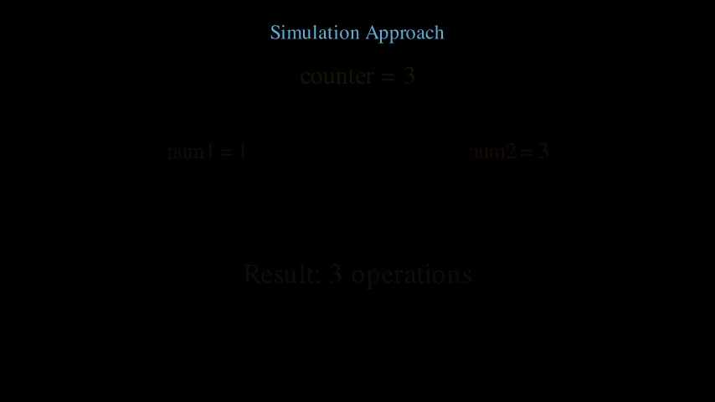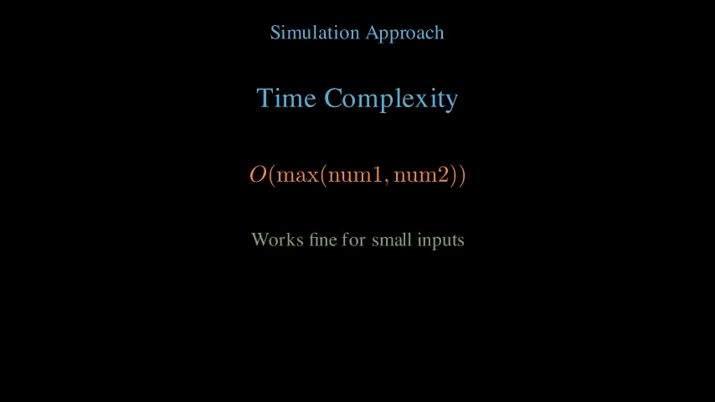This approach is simple and intuitive. The time complexity depends on the values. In the worst case, it could be O(max of num1 and num2), which works fine for small inputs but might be slow for very large numbers.